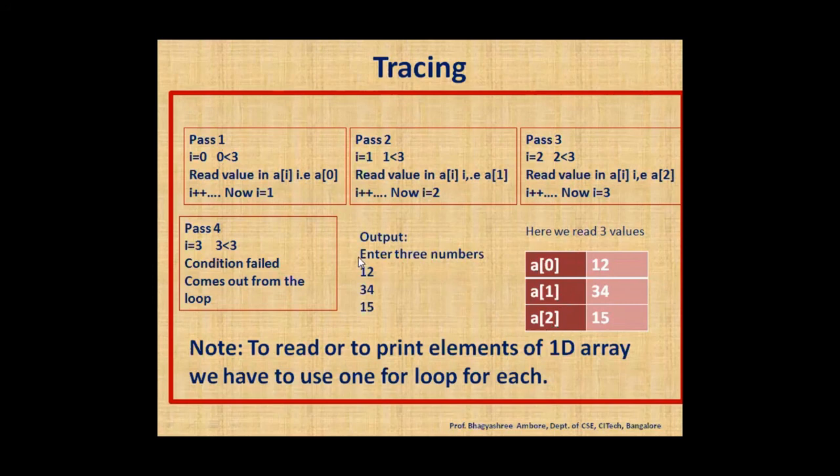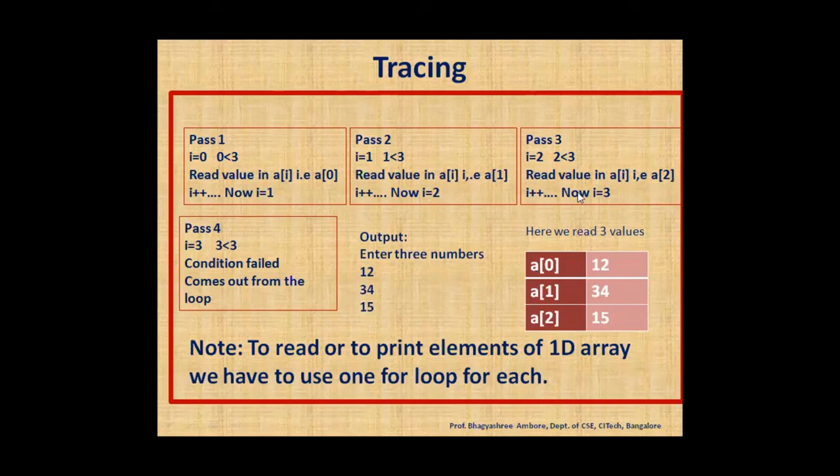Now the output will be, it will ask me enter 3 values. I have entered 12, 34 and 15. First, it will scan this 12 and it will place it in a of 0. Second time, i value will become 1. 1 is less than 3. Yes, again, it will scan the second value and it will place it in a of 1. And increments i by 1, i becomes 2. 2 is less than 3. Yes, it will scan the third value 15 and it will place it in a of 2.